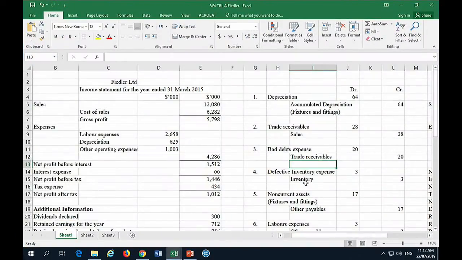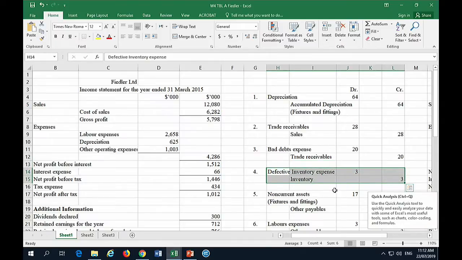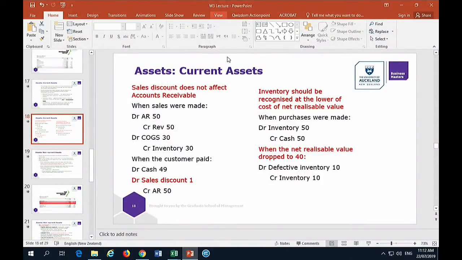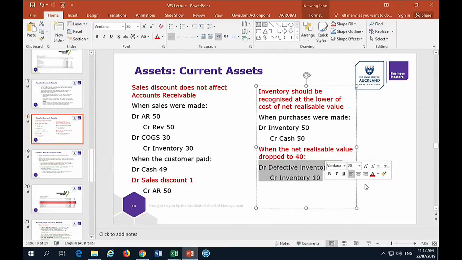I got some questions about defective inventory expense. This is not new. When we talked about it in TBL, actually in week 3's lecture, we briefly mentioned why and when we record defective inventory. That is when the net realizable value drops below the cost of the inventory. In the lecture, Tony explained this part quite clearly. If you don't understand net realizable value, or the difference between net realizable value and costs, please listen to week 3's lecture recording again.